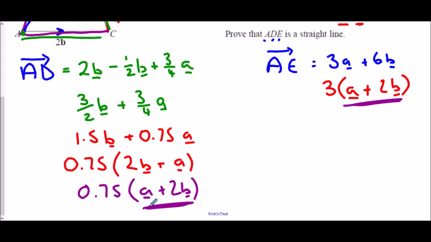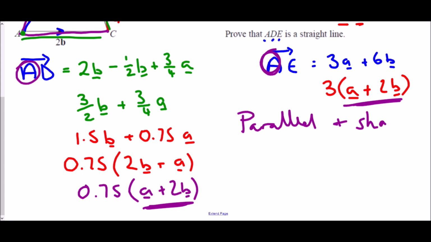Therefore, we have 2 parallel lines and they both start at the same point. So they are parallel and share a starting point. That is our proof.